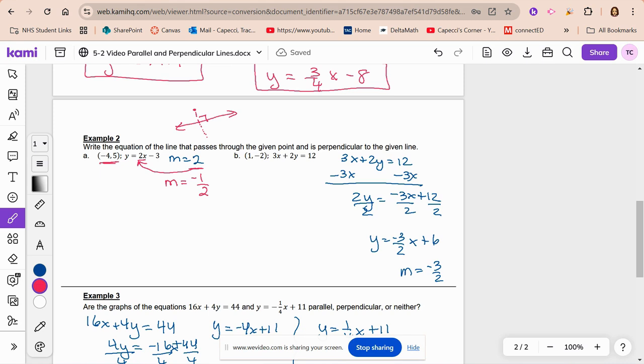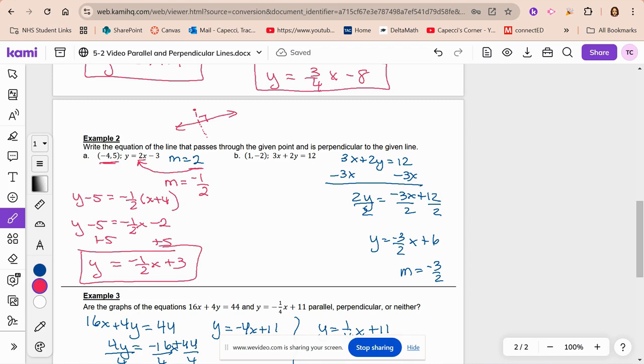So again, now I'm going to use my point. So I have y minus 5. I'm going to use my new slope that I just found, and then x plus 4. So I end up with y minus 5 is equal to negative 1/2 x minus 2. I add 5 to both sides, and I'm left with y is equal to negative 1/2 x plus 3.